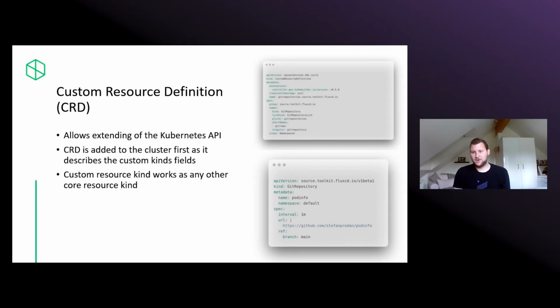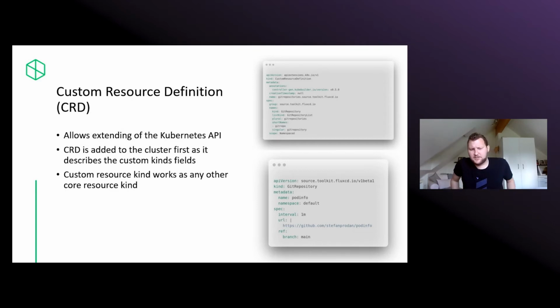CRDs are made up of two components, really. So one is a core resource called custom resource definition, which defines the API spec of your custom resource. And then there's the actual custom resource itself. So the image above is the custom resource definition. It has a specification of these are the parameters that are available in the resource. And the example below here is a Git repository resource, which is a custom resource added by the Flux project.